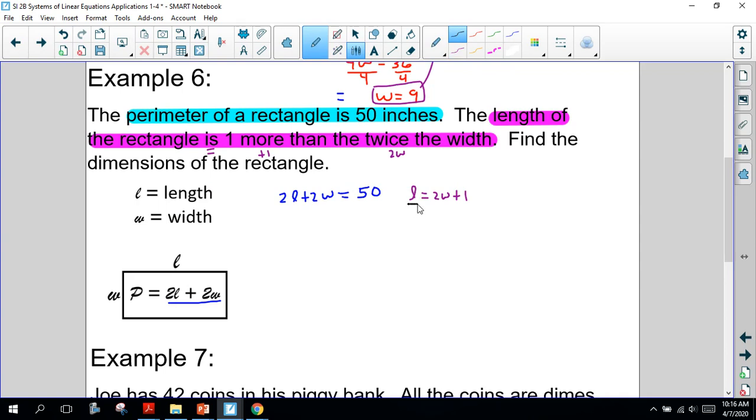I've got a variable by itself where there's an L. I'm going to substitute in this 2W plus 1. So here we go. 2 times L, or 2W plus 1. I bring down my plus 2W, and the equals 50. We distribute here. And as we distribute, I've got 4W plus 2. The plus 2W comes down, and that equals 50.